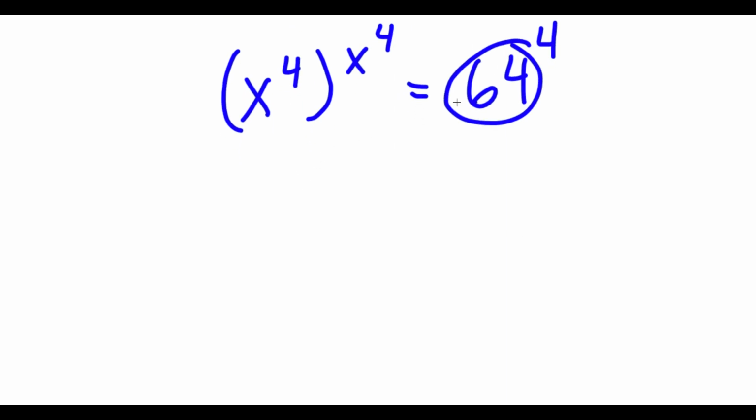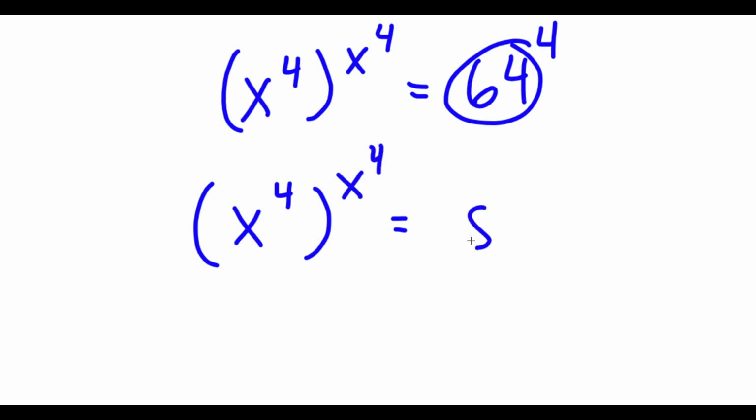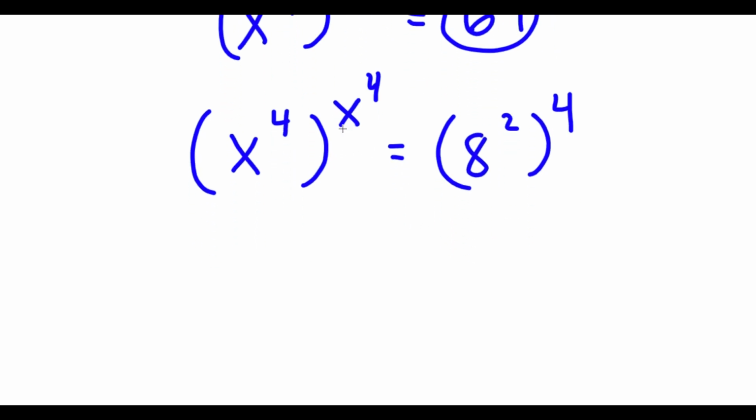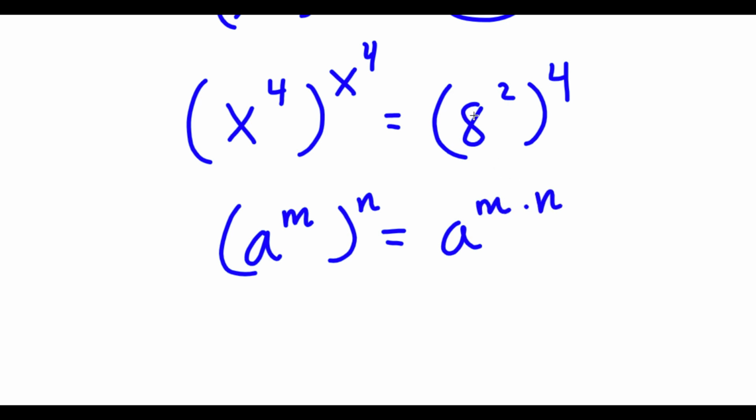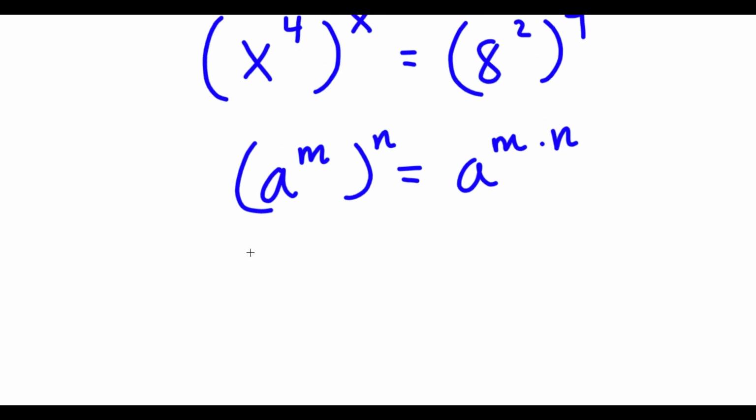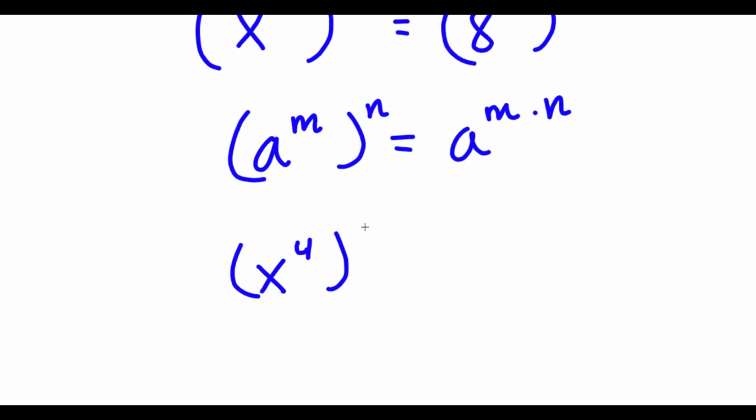Now I'm going to replace 64 with 8 squared. So now I have x to the power of 4 to the power of x to the power of 4 is equal to 8 squared to the power of 4. Now, if I have something in the form a to the power of m to the power of n, this is equal to a to the power of m times n. So a to the power of 2 to the power of 4 is going to equal a to the power of 2 times 4, which is equal to a to the power of 8. So I have x to the power of 4 to the power of x to the power of 4 is equal to 8 to the power of 8.